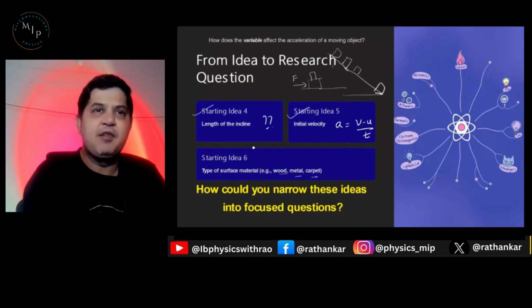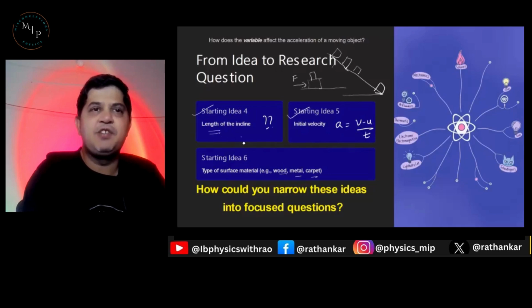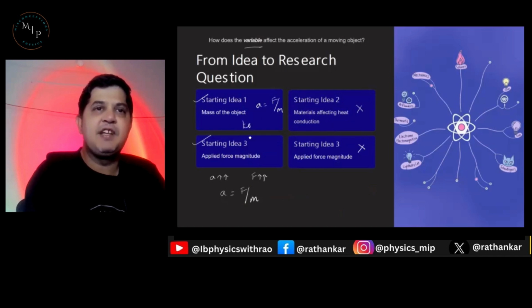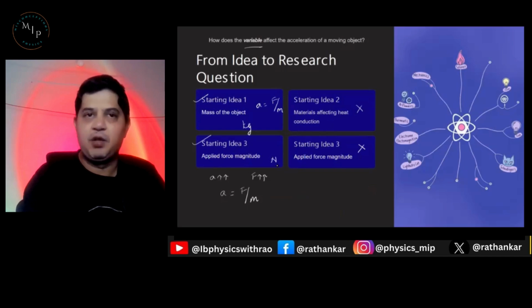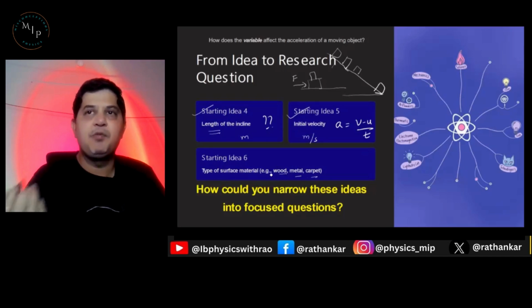But see, this I do not know. This one also is not clear to me. Because when you measure something, see here, length of the incline, you measure it using your meter scale. Initial velocity, you measure it using meter per second. In the previous slide, mass of the object, you measure it using kg. Applied force magnitude, you measure it using Newton. But if you consider this one, I do not know by what measure you put it across.